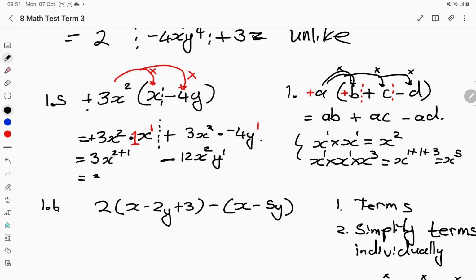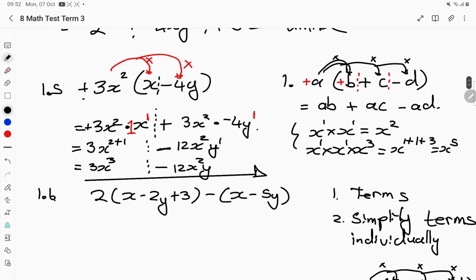And simplify this out here. 3x to the power 3 minus 12x squared y. We still have these 2 terms. Are they like or are they unlike? They are unlike because the combination of variables are not the same. You have an x cubed, and you have an x squared y. They will not do anything because they are unlike terms. There's your final answer. Don't touch it. They're unlike, you can't do anything.